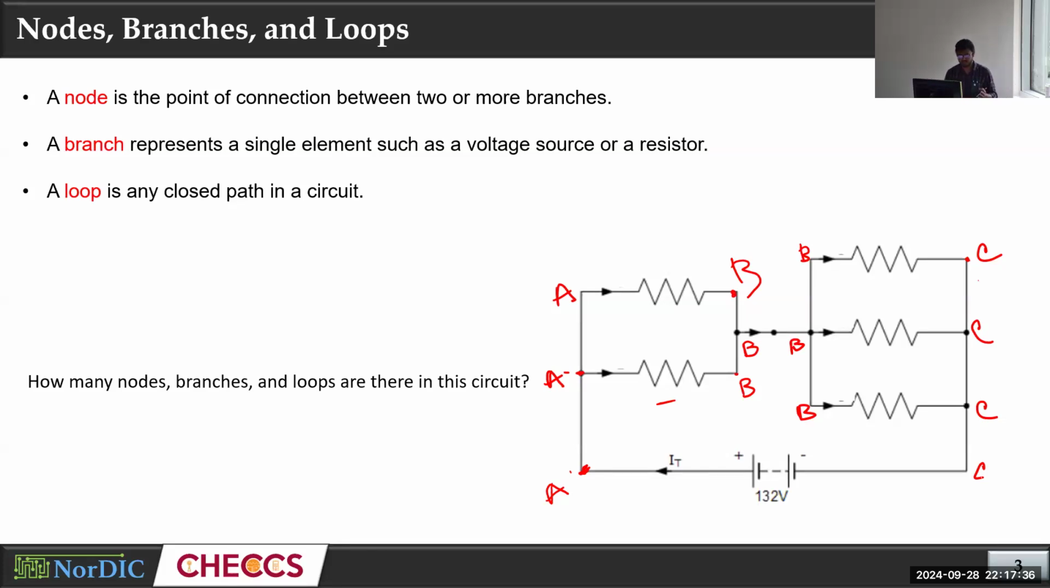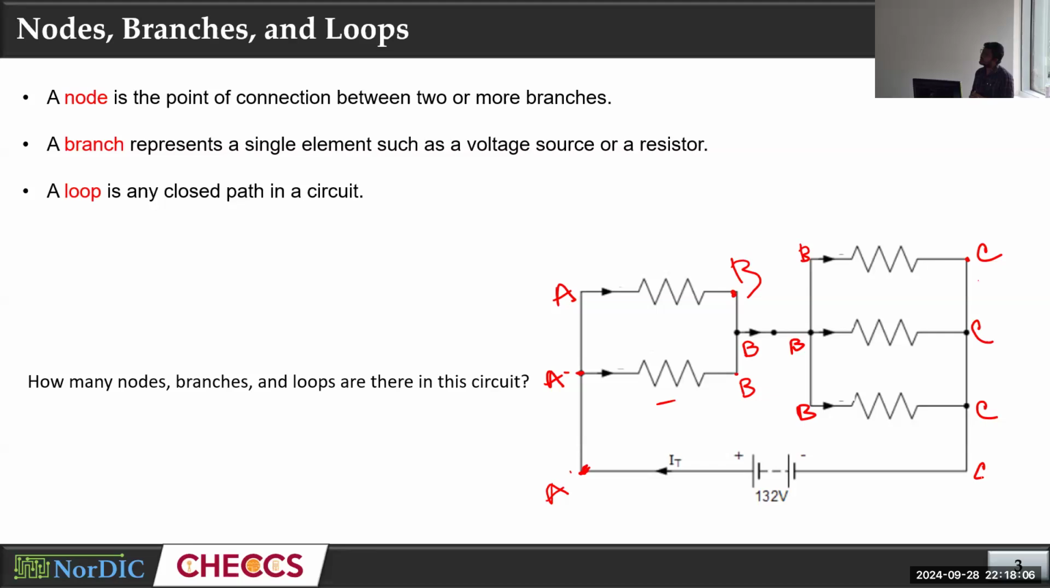But the current will be different. I will discuss this in the next example. The current will be different, but the voltage will be the same because voltage depends on the node, right? So you have A and B, and two resistors are in between A and B. So the voltage between A and B will be the voltage of the two resistors. The two resistors will have the same voltage but different current. I'll discuss that later. So here we have 6 branches and 3 nodes.